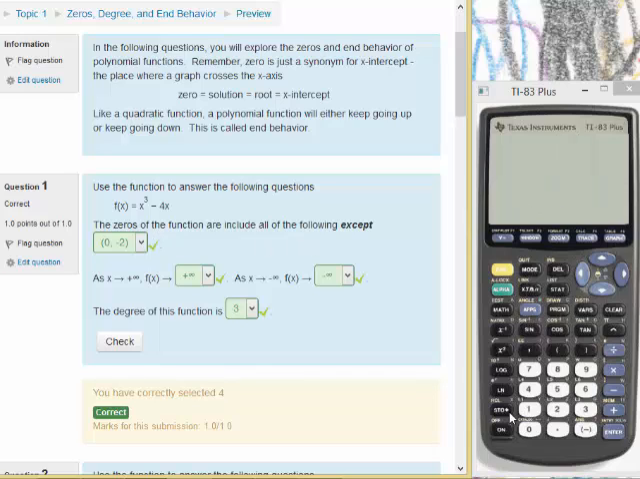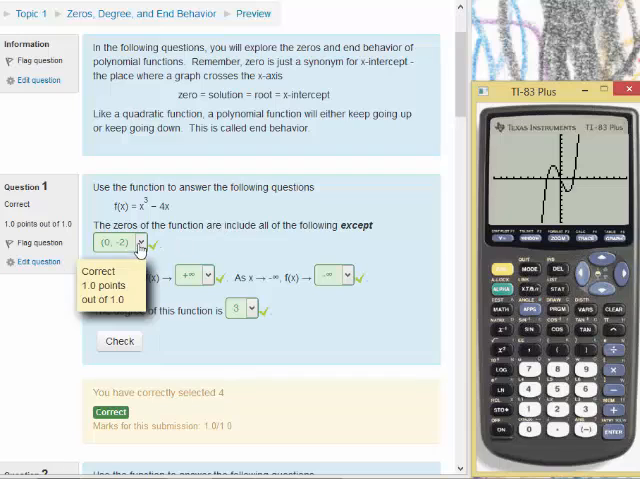So that's an example of how to solve for an equation. Graph the function, identify where the zeros are. We'll select the one that's not a zero. In this case, that was something that had (0, -2). That was on the y-axis. We'll identify the end behavior as x goes toward positive and negative infinity, and then we'll find the degree by looking at the highest exponent on a variable.